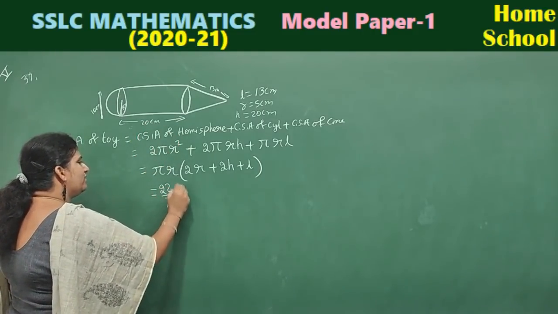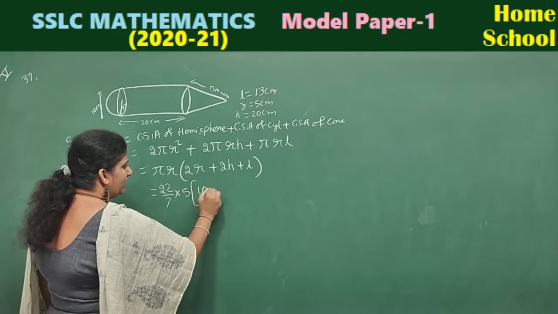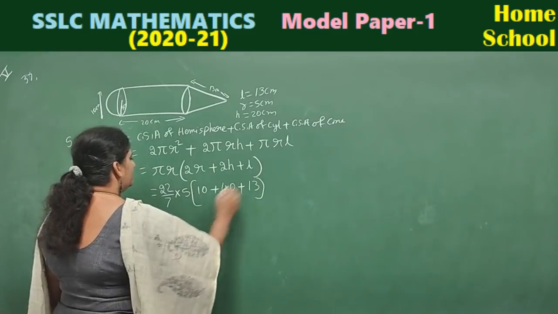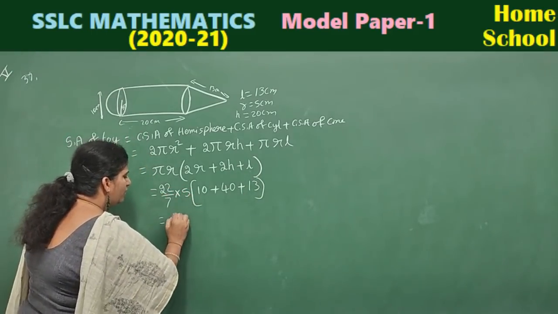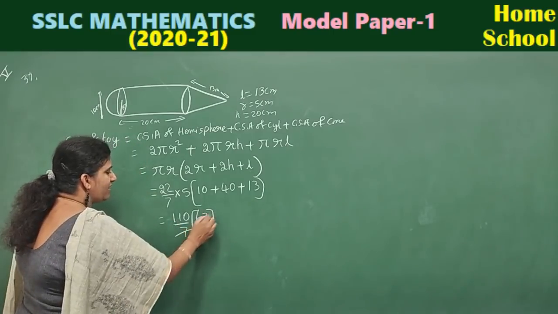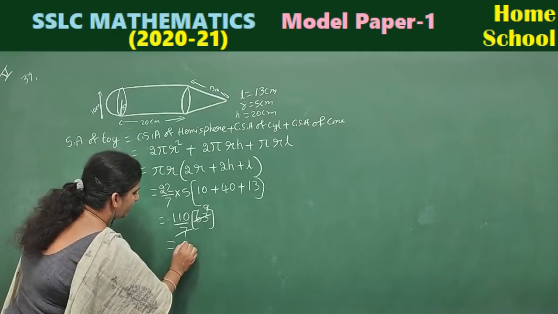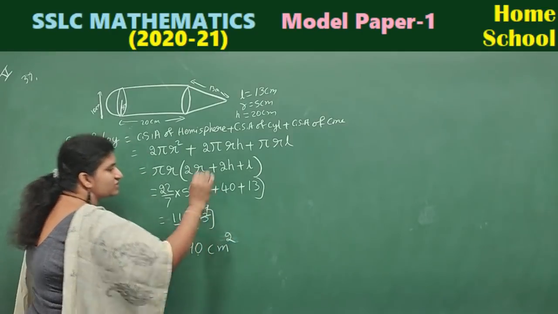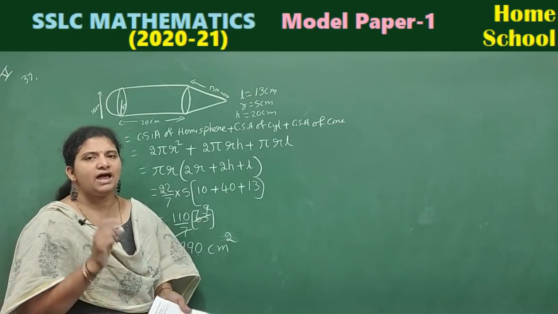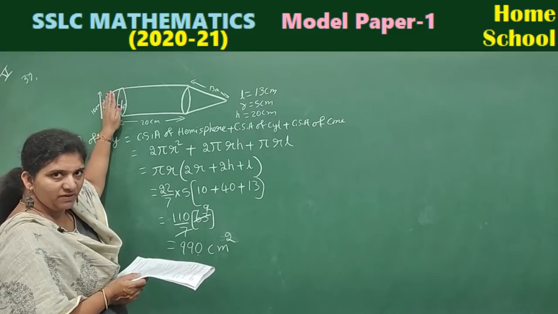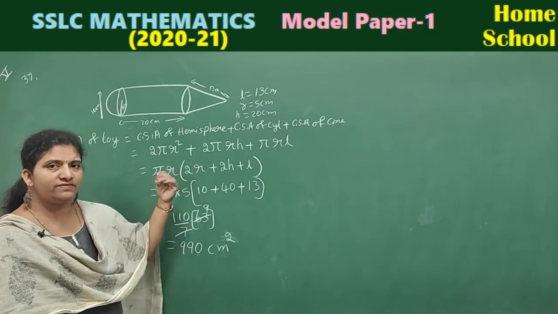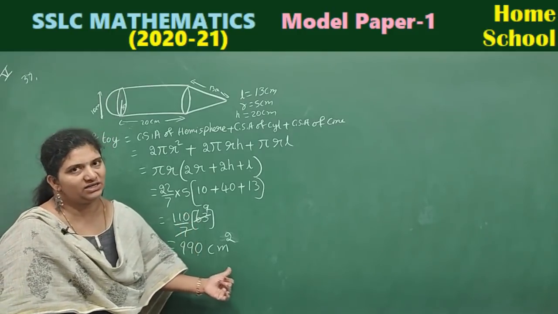Now substitute r, h and l. Pi, we know, is 22 by 7. r value is 5. 2 into 5 will be 10. h value is 20, 2 20s are 40. And your l value is 13. Then 22 into 5 is 110 by 7, into, add all this, 10 plus 40 plus 13 is 63. 7 9s are 63, so 110 into 9 will be 990 centimeter square is the surface area of the toy. If you have any problems like this in surface areas, understand the figure carefully: CSA of a hemisphere, CSA of a cylinder, CSA of a cone. Therefore, total surface area of this toy is 990 centimeter square.